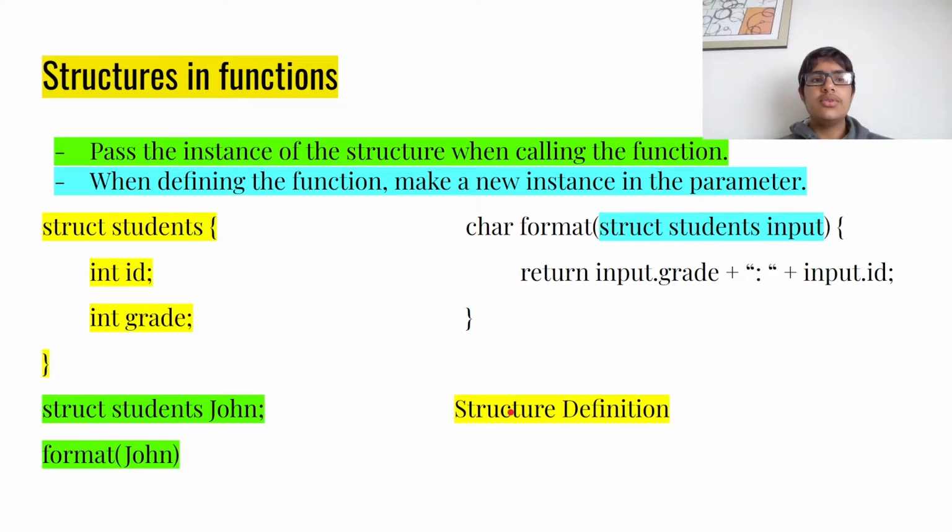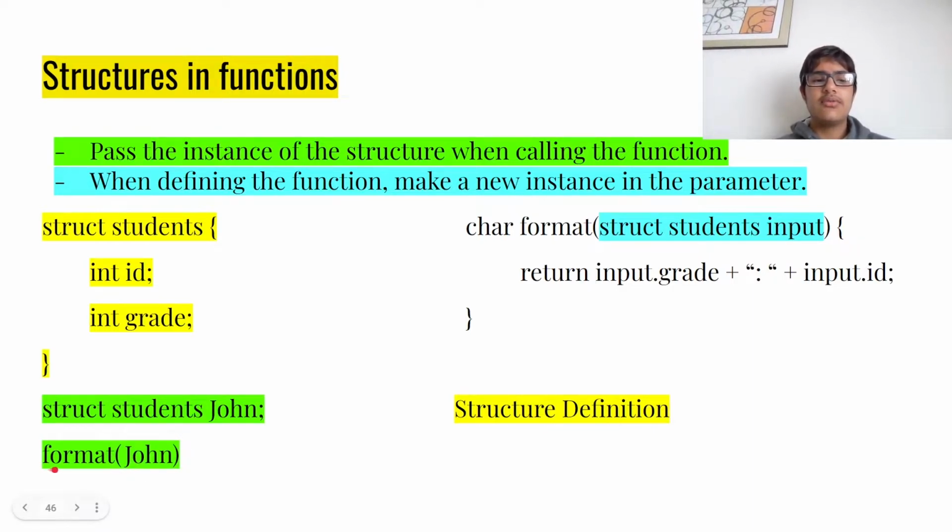So you can also pass structures inside functions. You can pass the instance of the structure when calling the function, and when defining the function, you have to make a new instance in the parameter. As you can see here, we make a structure called student with the ID and grade, and we create an instance with the name John, and we pass this into our function, just the instance.